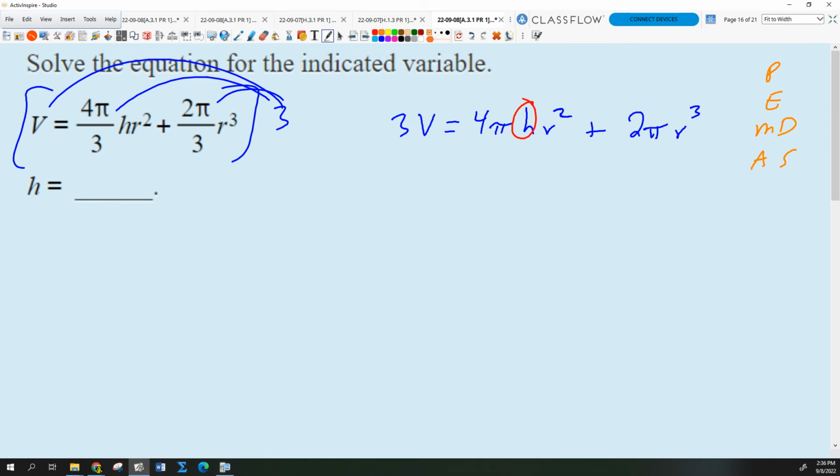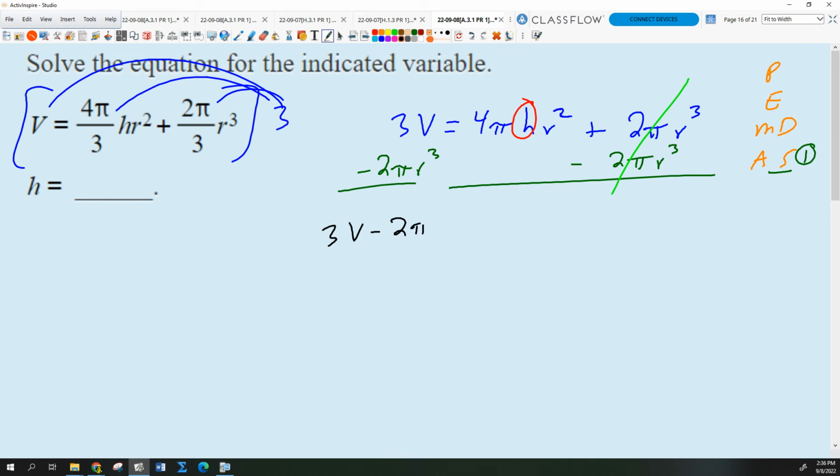So step 1 is subtract 2 pi R cubed from both sides. And that's good because it cancels. I get to cross something off, right? Every term of inverse operations, I should get to do something productive and cross something out. So now what? I've got 3V minus 2 pi R cubed equals 4 pi H R squared.